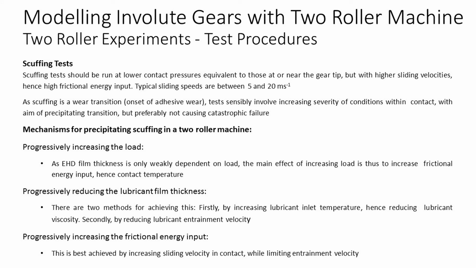Scuffing tests should be run at lower contact pressures equivalent to those at or near the gear tip, but with higher sliding velocities, hence higher frictional energy input. Typical sliding speeds are between 5 and 20 meters per second. As scuffing is a wear transition, the onset of adhesive wear, tests sensibly involve increasing the severity of conditions within the contact with the aim of precipitating the transition, but preferably not causing catastrophic failure.